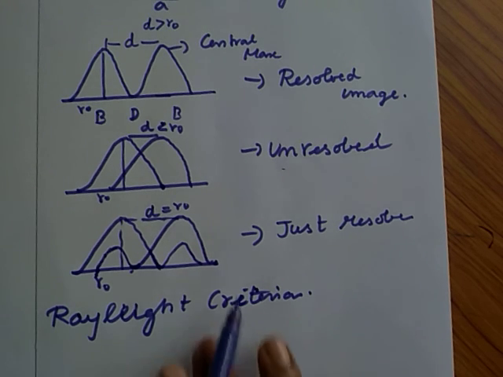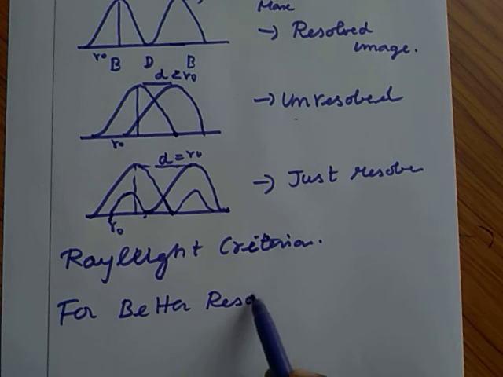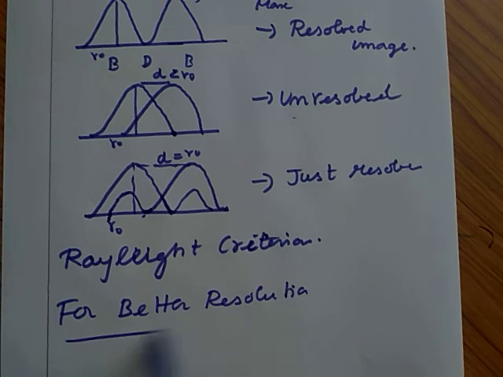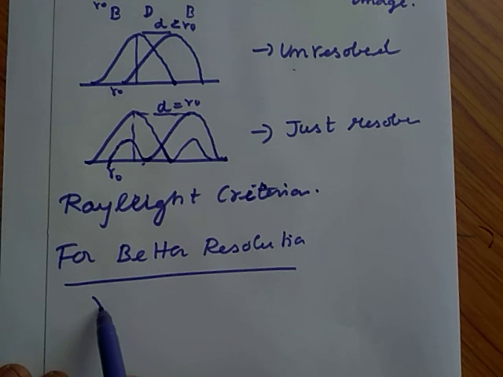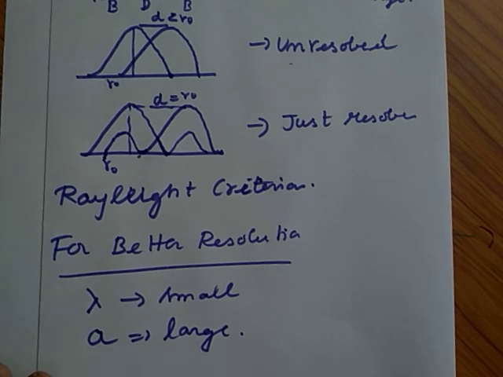For better resolution, the wavelength of the light should be small and the size of the aperture, that a value, should be large.